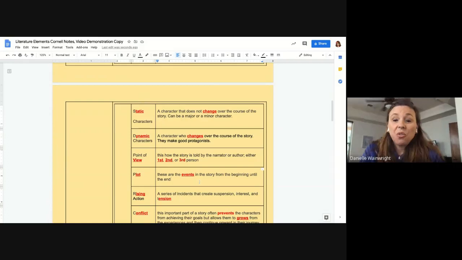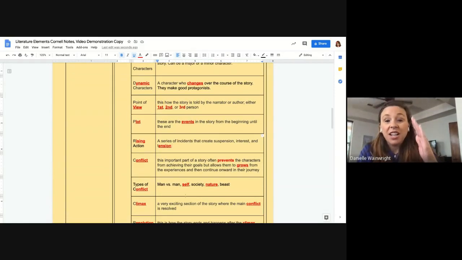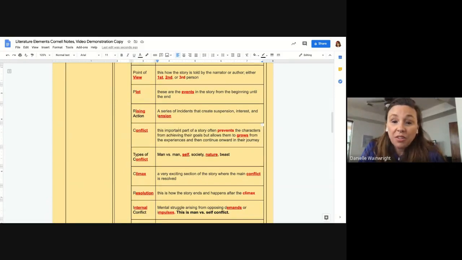Plot, these are the events of the story, and you've maybe seen a plot line on your teacher's board a time or two. It's from the beginning to the end. So the next couple of things are elements of plot. So there's rising action. That's the incidents that create suspense, interest, and tension, and that's at the beginning of the story. Then conflict. This is important because without conflict, there is no story. It often prevents the characters from achieving their goals, but allows them to grow.